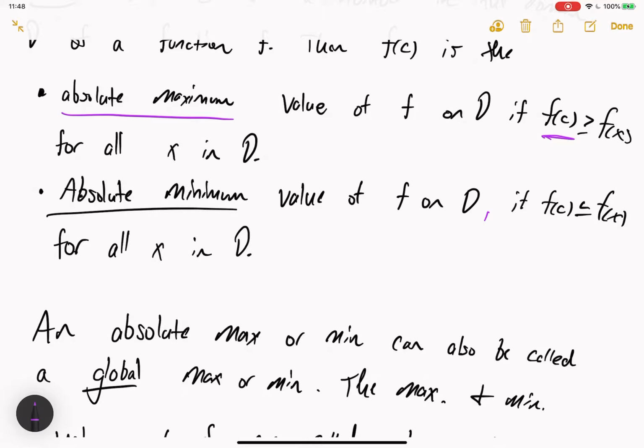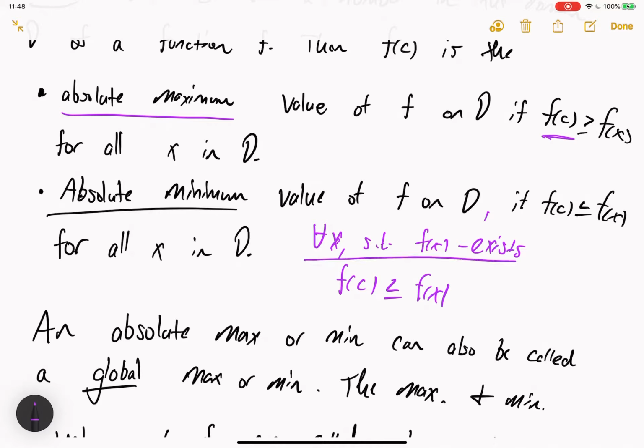Or likewise, for all the values you plug into f, so for all x such that f of x exists, meaning it's in the domain, we have that f of c is going to be smaller than all the other values. This is what it means to be a minimum. And for all x such that f of x exists, which is basically just a fancy way of saying x in the domain of f, that's referred to as an absolute minimum because it covers everything we could plug into f.